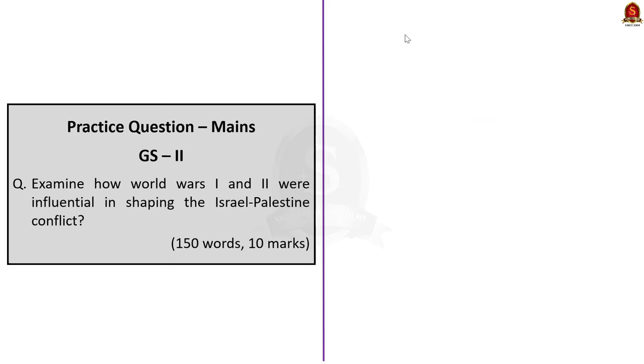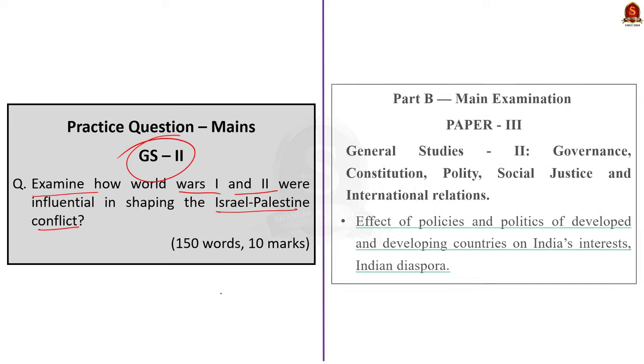Look at the question. Examine how World War I and II were influential in shaping the Israel-Palestine conflict. So this is the question. It can be asked in GS Paper 2 under the topic of Effect of Policies and Politics of Developed and Developing Countries on India's Interest and Indian Diaspora.